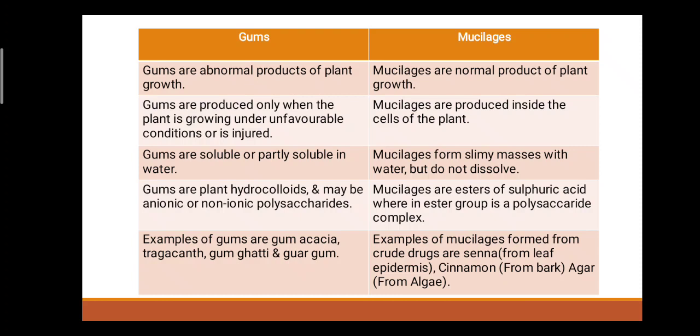Fifth point, examples of gums are gum acacia, tragacanth, gum ghatti, and guar gum. And examples of mucilage from food drugs are senna (from leaf epidermis). Then next one, cinnamon (from bark). Next one, agar (from algae).